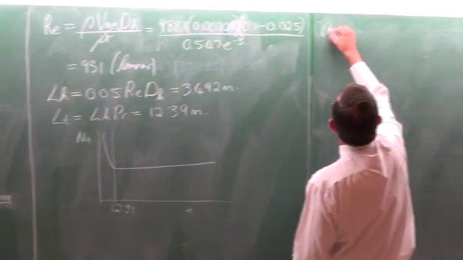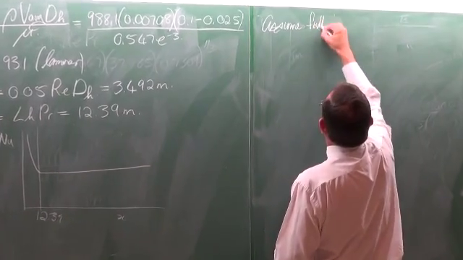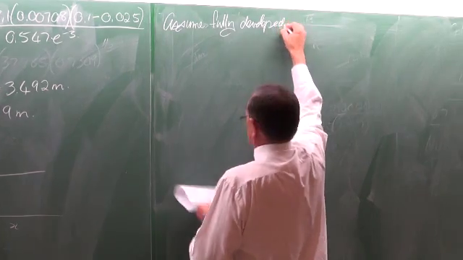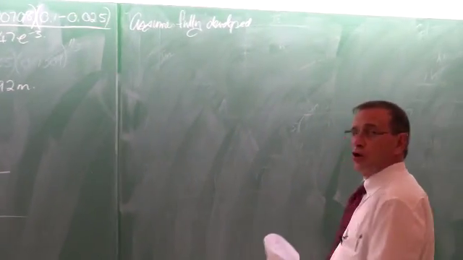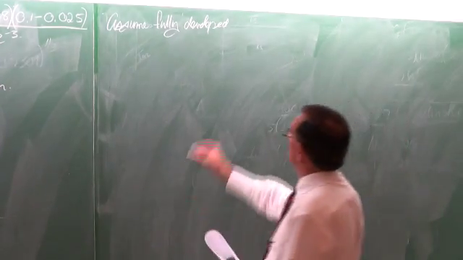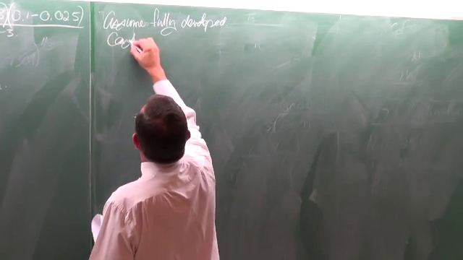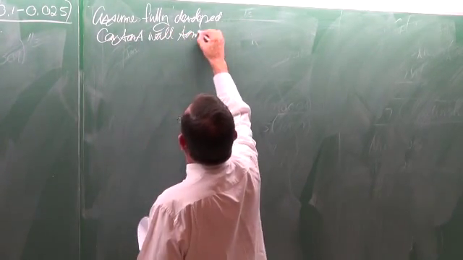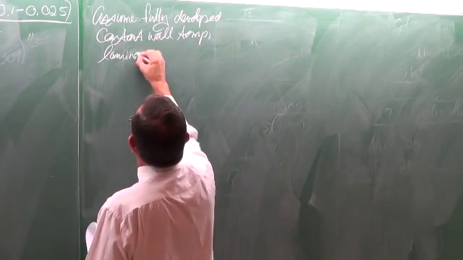Okay. So we assume fully developed flow. And for a constant wall temperature, and furthermore, we have to remember the flow is laminar. Got laminar flow.